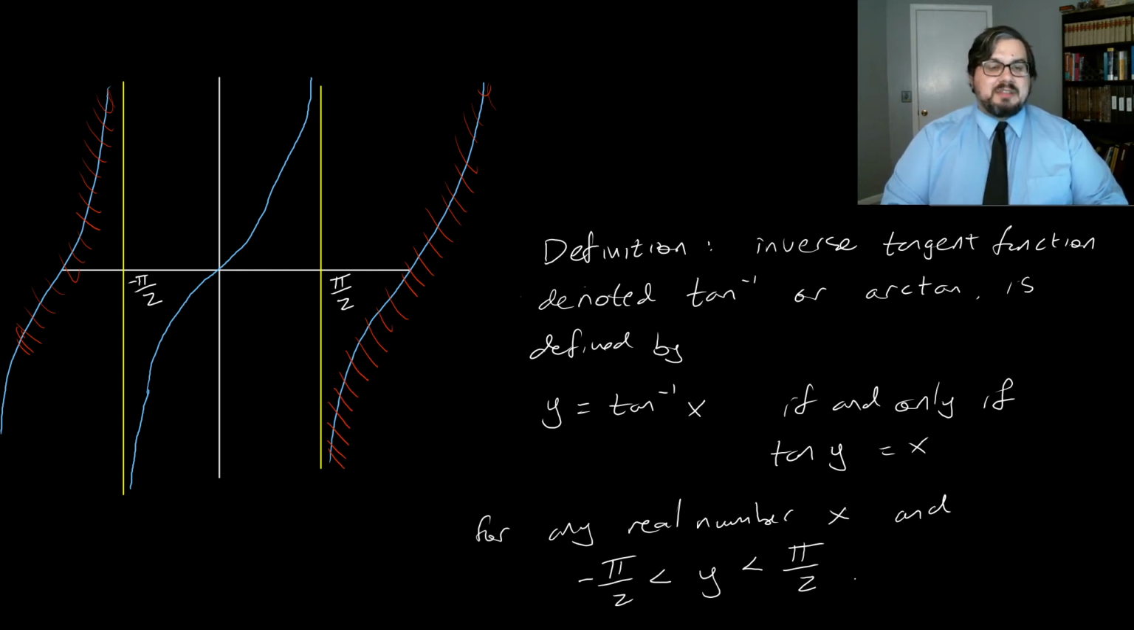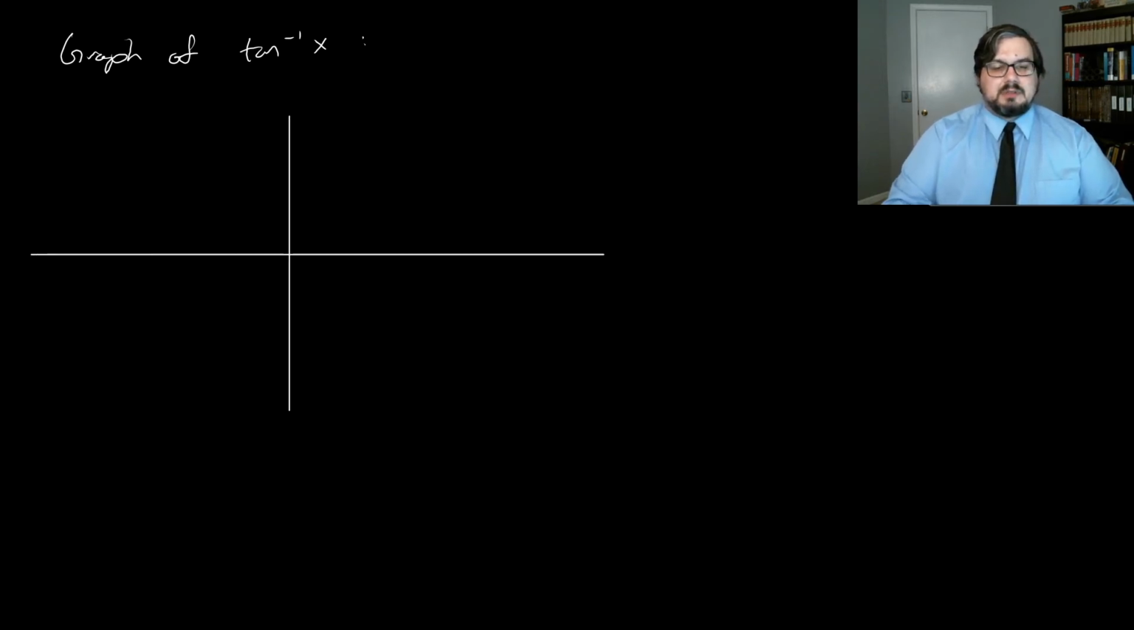The one thing that I want to mention that's going to help us to get it set up is that the two vertical asymptotes, at pi over 2 and negative pi over 2 in this graph of the original tangent function, are going to turn into horizontal asymptotes for the inverse tangent function. So the graph of inverse tangent of x looks like the following. We're going to have horizontal asymptotes at pi over 2 and negative pi over 2.